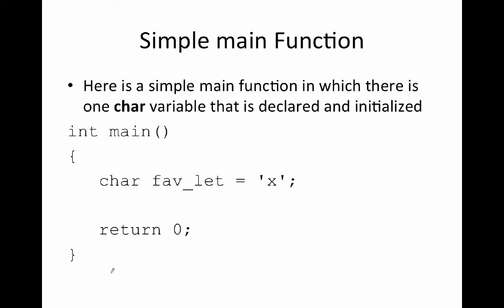Here's a very simple main function in which there is one character variable that is declared and initialized. Within the main function, we have the curly braces that denote the body of the main function. First, we have our variable declaration, where we're declaring a variable called favlet to be the type char, and initializing it in the declaration to have the value of the character x. In C, single characters go inside of single quotes. Strings have double quotes. So all we're doing in this main function is declaring and initializing the variable, and then the return 0 at the end.